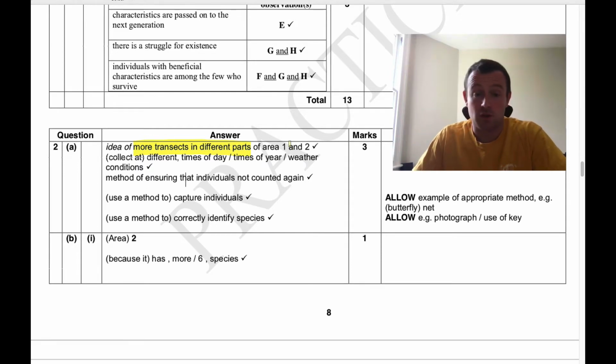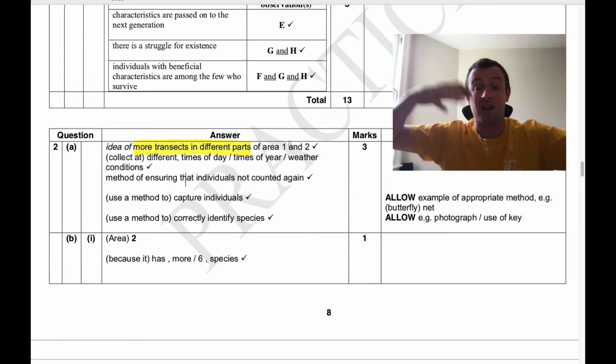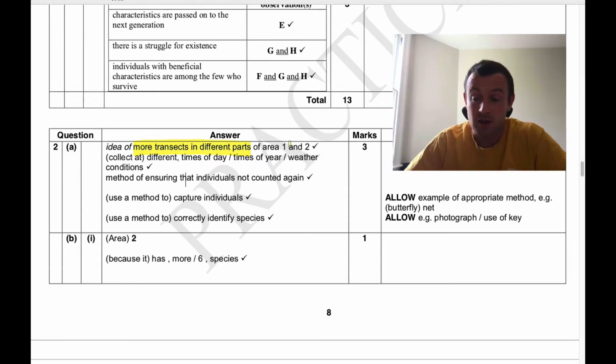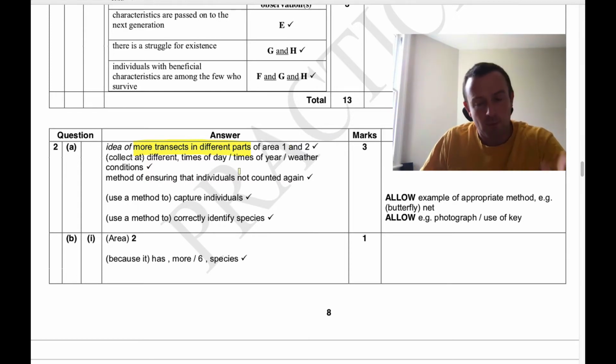So, you know, area 1 and 2 are big areas, but you just walked in one little area, but you have to take your transects in various different parts of the area. Maybe you only looked at the bit of area 1 that was like a field, but you didn't look over near the pond, and therefore it's not very valid. Secondly, different times of day. In both places, they looked in the morning, so different times of day might have given you different results.